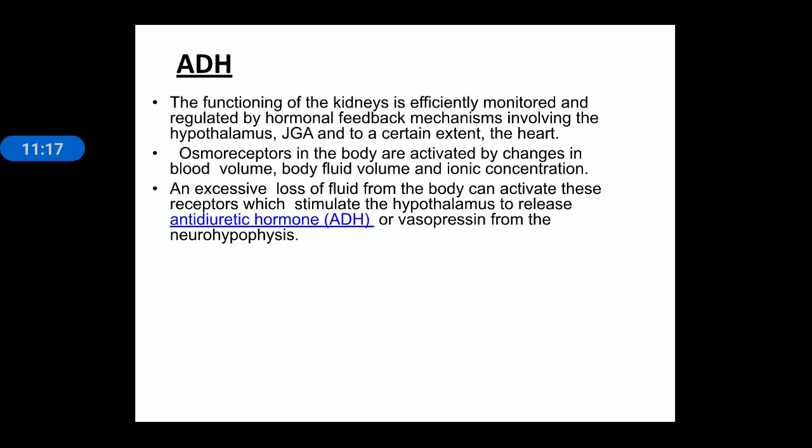Now ADH, the next hormone is ADH. ADH is antidiuretic hormone. The functioning of kidney is efficiently regulated by the hormonal feedback mechanism involving hypothalamus, JGA and to a certain extent the heart. Osmoreceptors are present in the body, and these osmoreceptors check the blood, body fluid volume and ionic concentration. An excessive loss of fluid from the body can activate these receptors, which stimulate the hypothalamus to release ADH, that is antidiuretic hormone.